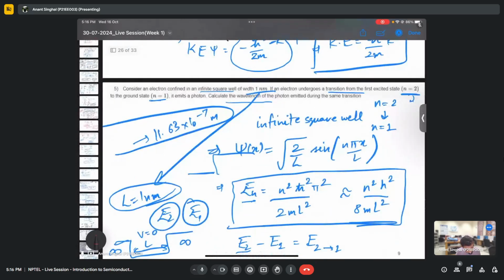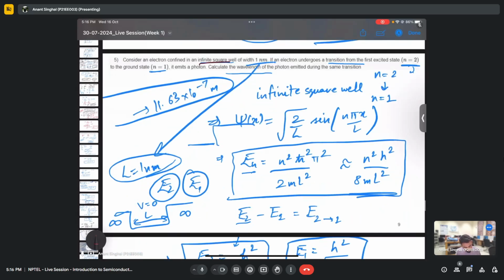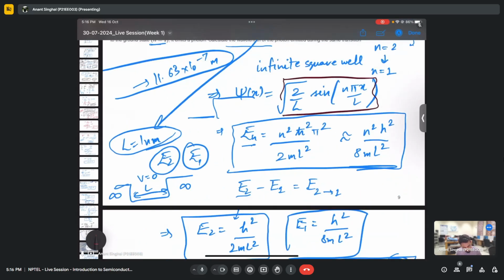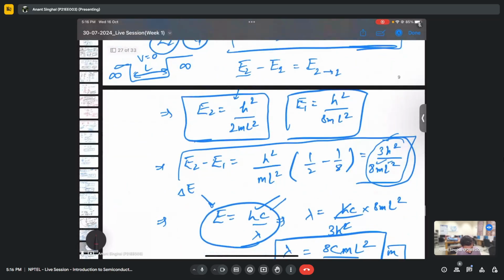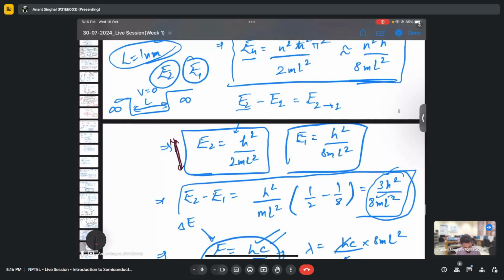Then we did some quick problems for the infinite square well or finite square well, and this is what I just told you for the case. And this is how we calculated the energy differences that are discrete in nature.